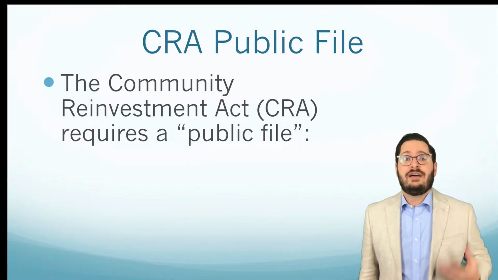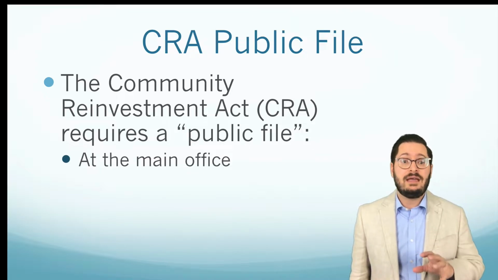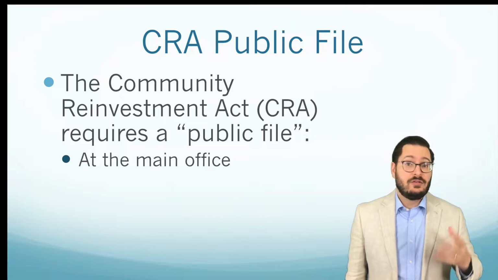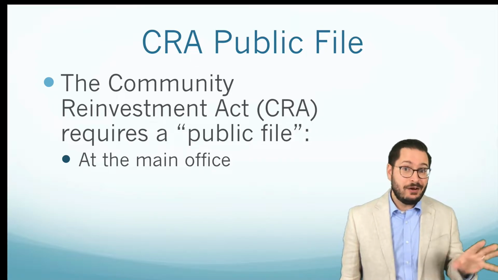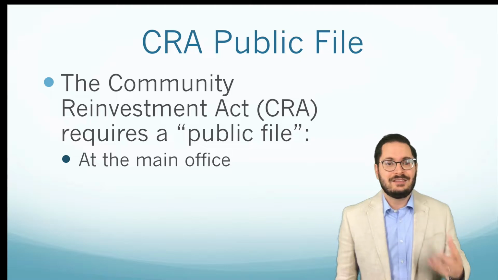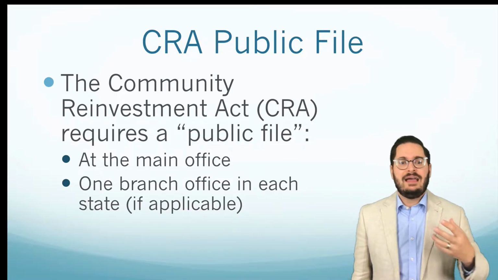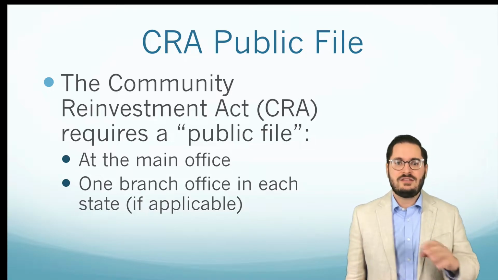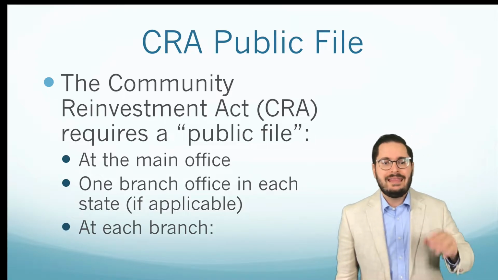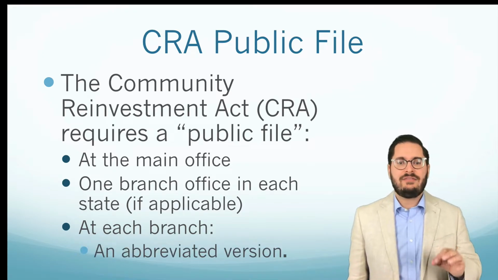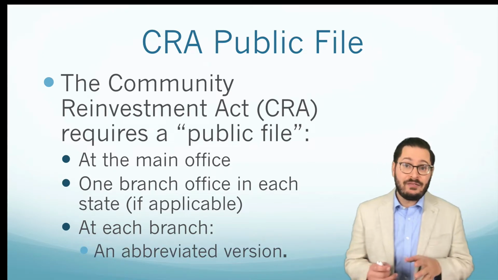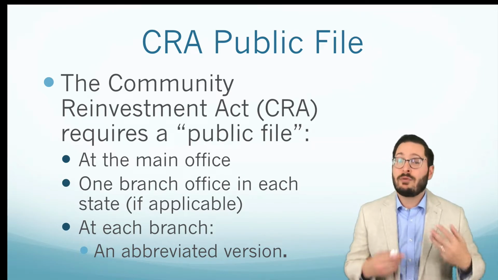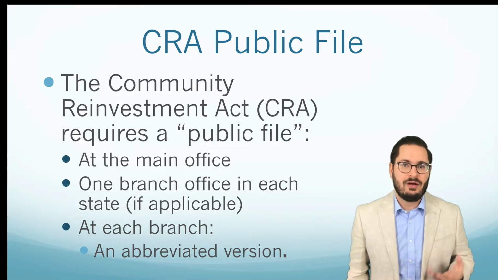So the Community Reinvestment Act requires your public file to be in a couple of places. Number one, at your main office. For those of you that have one branch period, this is all you have to worry about, the main office. But then you have to have the public file at one branch office in each state. So this is your main public file as applicable. And then at every single branch, you have to have an abbreviated version. So you have a main file at your main branch and at least one branch in every state. And then you have an abbreviated version at every other branch.